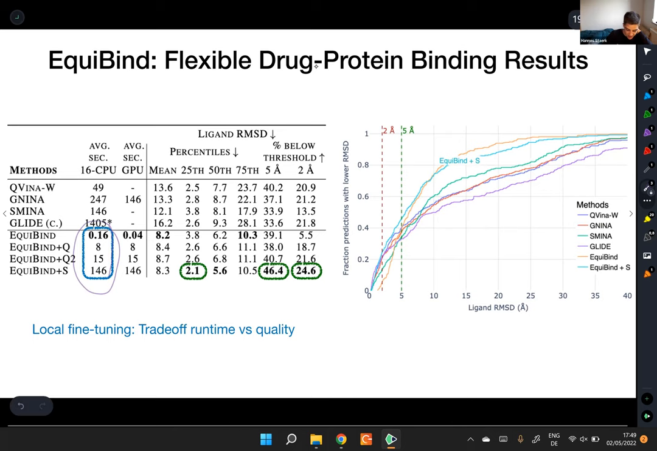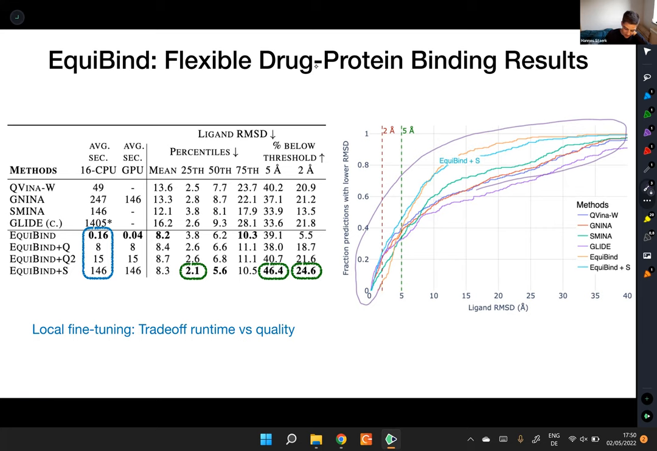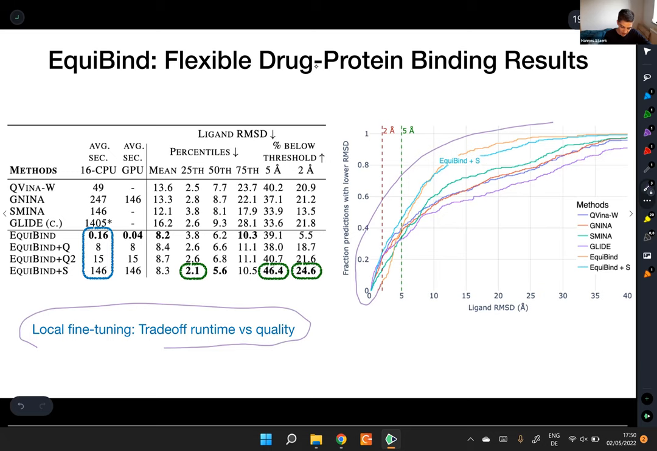Now if we use QVINA or SMINA for fine-tuning, we're no longer as fast because we do this additional sampling, but we can actually still be quite a bit faster than the fastest baseline while having better numbers. In terms of these curves, this would then look like the light blue line over here. So we can really get a good trade-off between runtime versus accuracy, or you can decide which level of this you want to have.